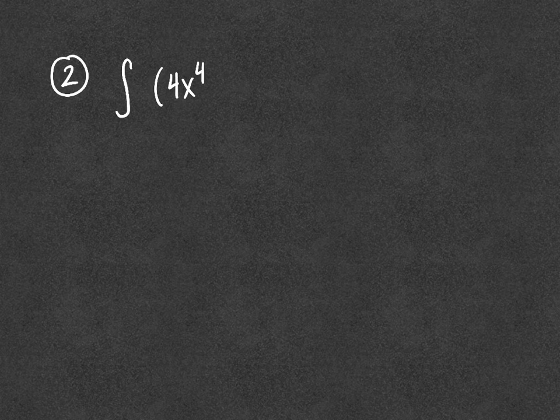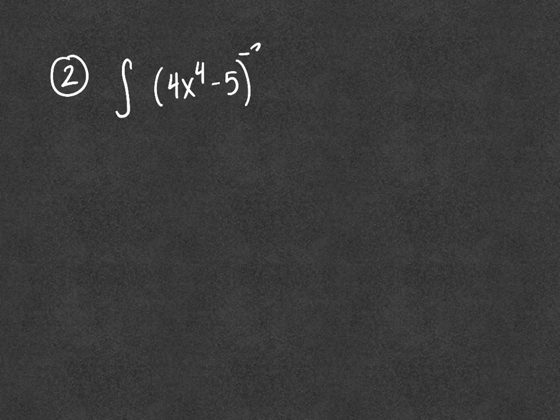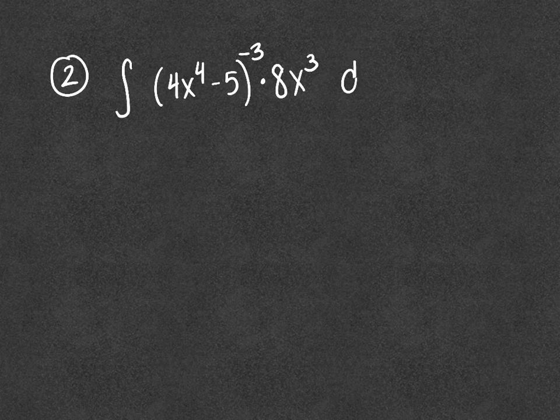Okay, so we'll call this example number 2. I want to integrate (4x to the fourth minus 5) to the negative 3 power times 8x to the third dx. Again, you can put a multiplication dot there if it's easier for you. So, same kind of concept as before.